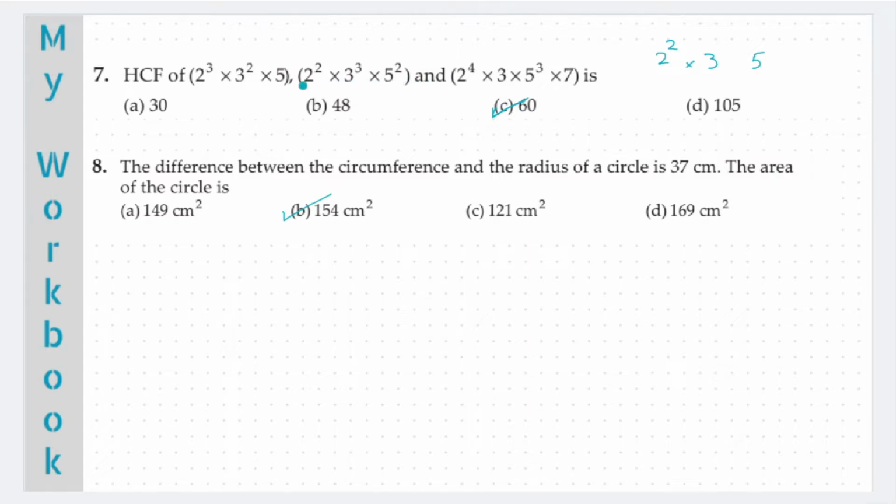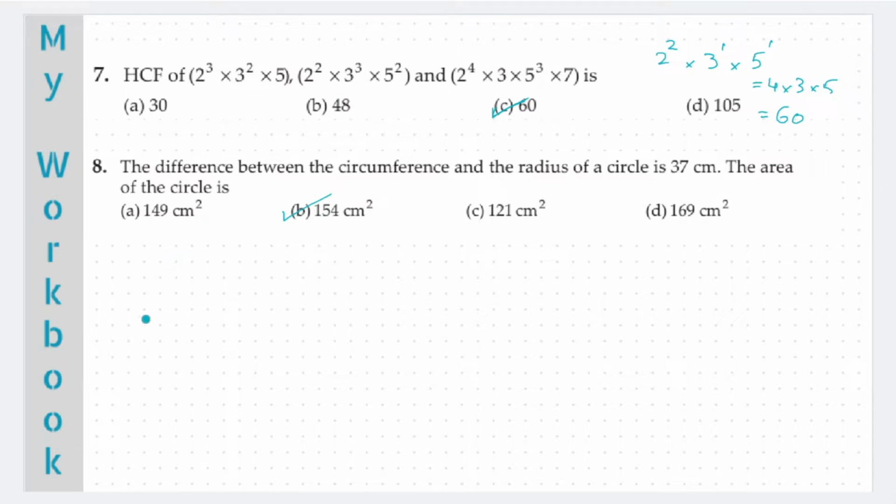And for 3 the smallest power is 1, and for 5 the smallest power is 1. So the product of these three will be the HCF. 2 square is 4, into 3, into 5. 4 3s are 12, 12 5s are 60. So the correct option is option C, 60.